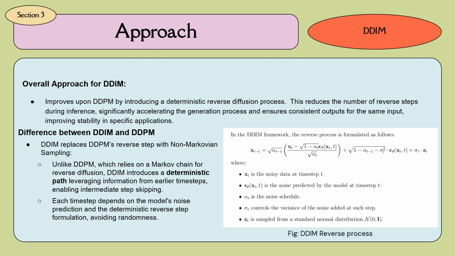For DDIM, we improve upon DDPM by introducing this deterministic reverse diffusion process, and we are able to replace DDPM's reverse step with this non-Markovian sampling, which is important because it allows us to skip the intermediate steps that DDPM uses. And instead, each time step is depending on the model's noise prediction and deterministic reverse step formulation to avoid randomness. You can look on the right to see how we compute this process.